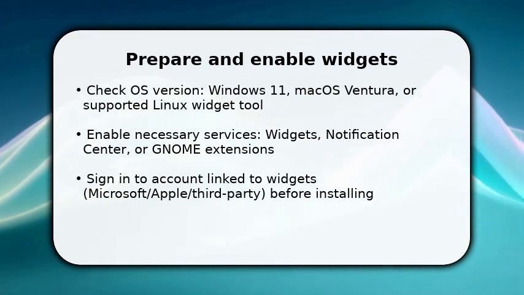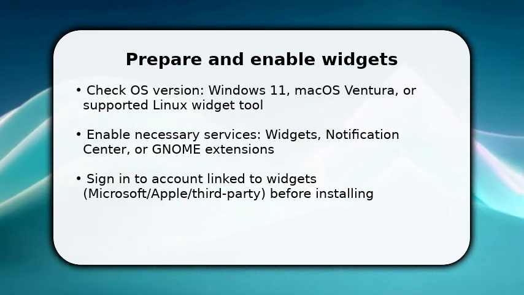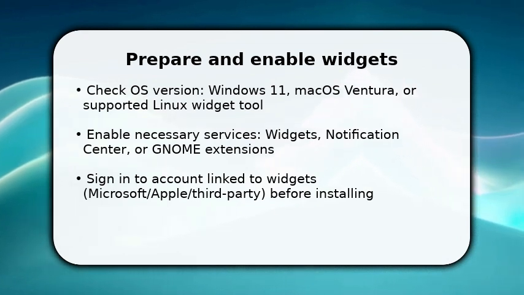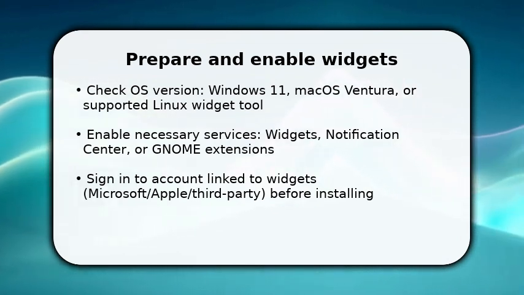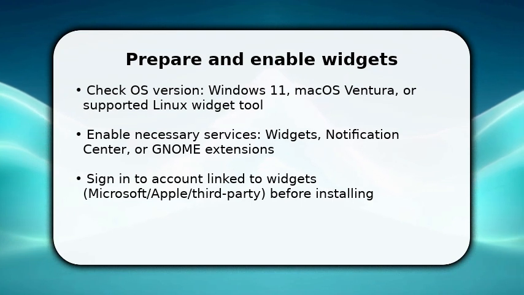Once done, turn on the Widgets or Dashboard feature and any required notification or widget services so apps can place items on your desktop. Make sure to allow background app refresh and permissions for location or calendar if widgets need them. This prevents common permission roadblocks later on.